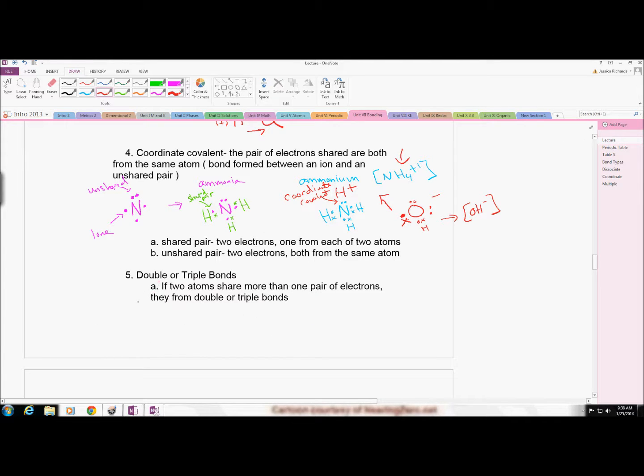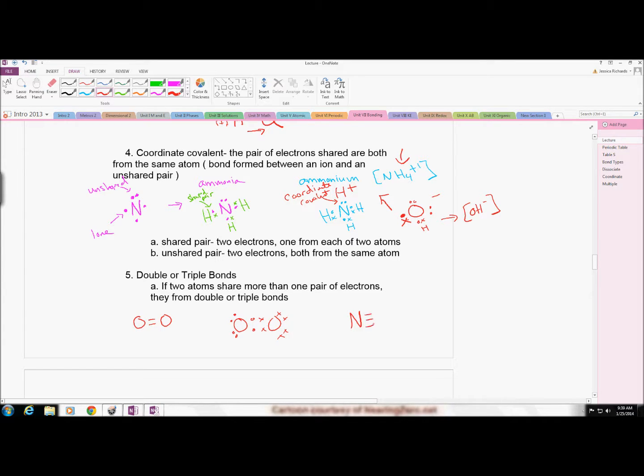We also have a special case where atoms share more than 1 pair of electrons, and we have things that we call double or triple bonds. So oxygen forms an oxygen molecule with a double bond. That's as a structural model. As a Lewis dot model, that means its 2 lone electrons are going to match up with another oxygen's 2 lone electrons.